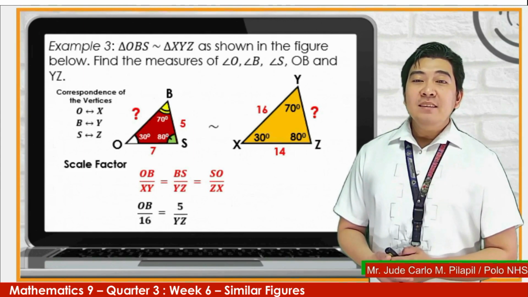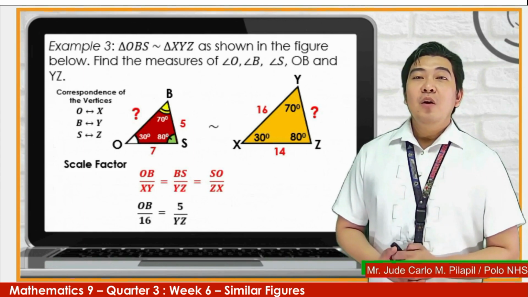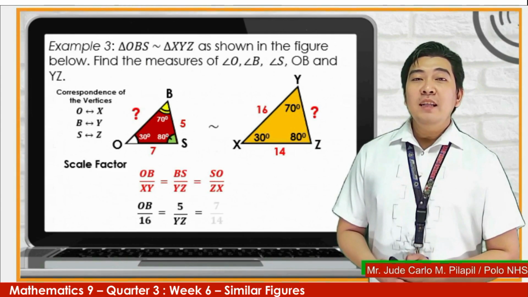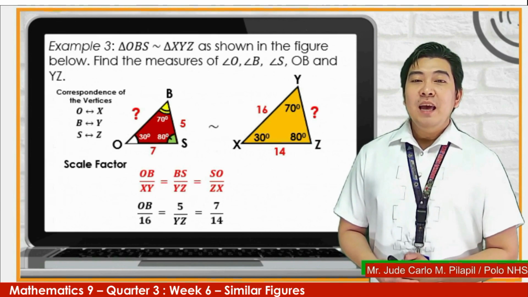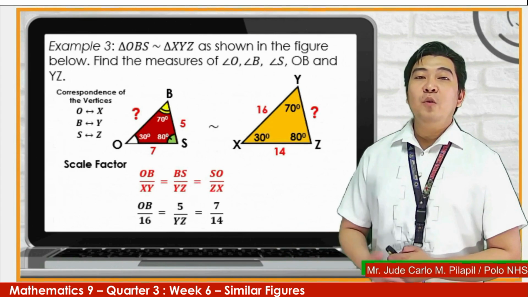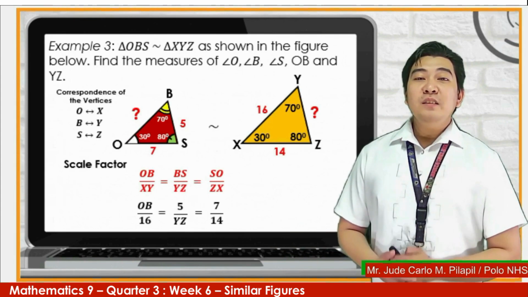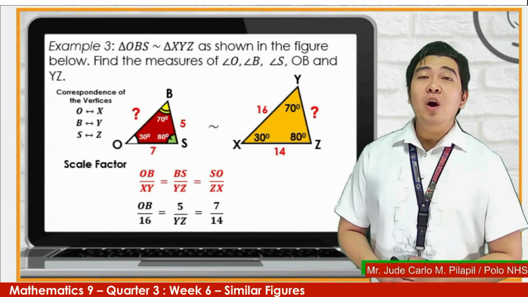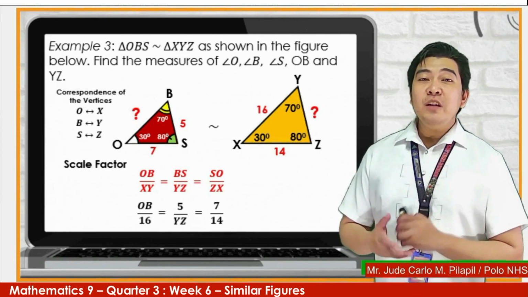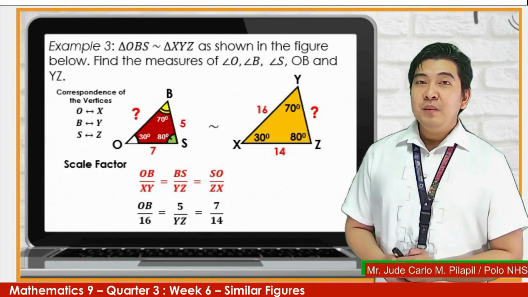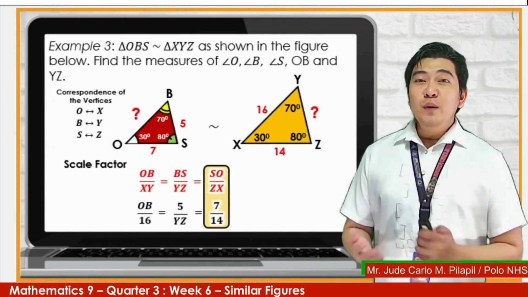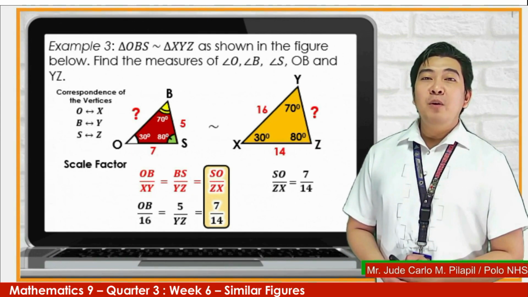Next, BS, we have the measure 5. YZ is missing, so it is still YZ. And the last one, SO measures 7, and ZX measures 14. That is why we have 7 over 14. We need to consider and identify the ratio of the known corresponding side lengths that can be used in solving for the unknown lengths of the other sides. Hence, we can use the ratio of SO over ZX, which is equal to 7 over 14.